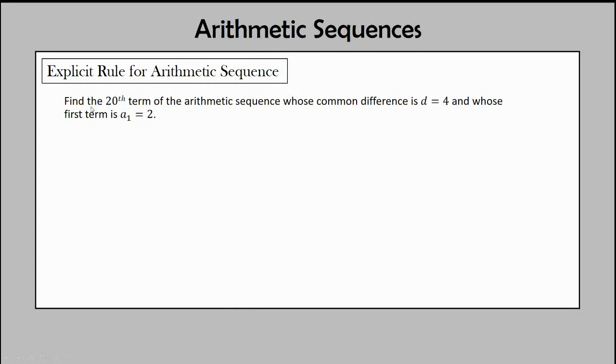Okay, this one's a little bit more direct here. It says find the 20th term of the sequence whose common difference is 4 and whose first term is 2.